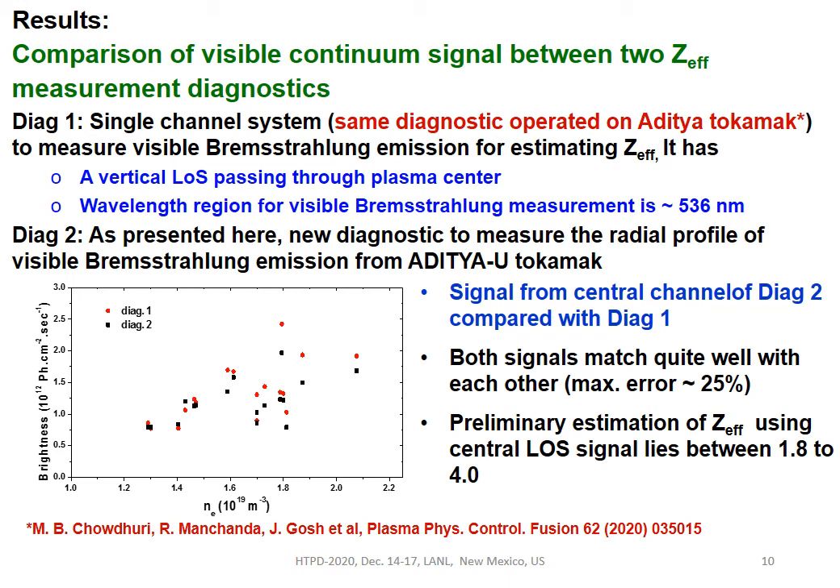Here we then calculated the Z effective value from this brightness, the available electron temperature data and electron density. We find that the Z effective values for all these shots vary between 1.8 and 4, which is quite obvious and good for tokamak plasma.